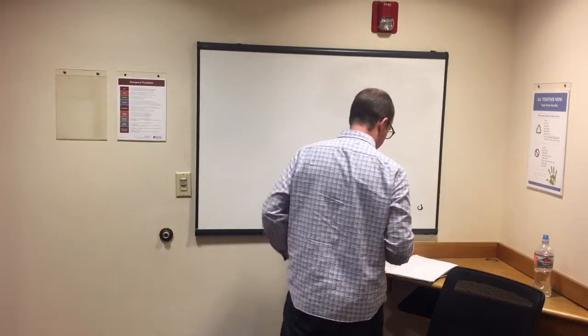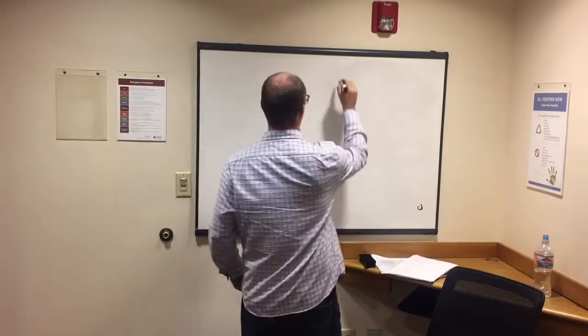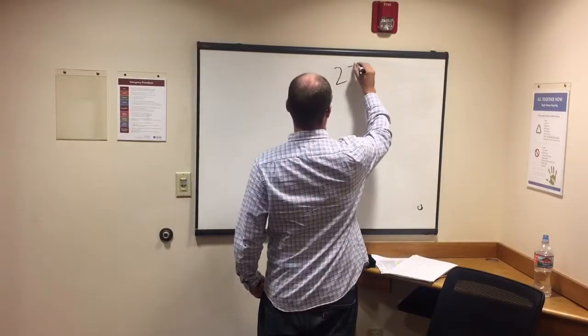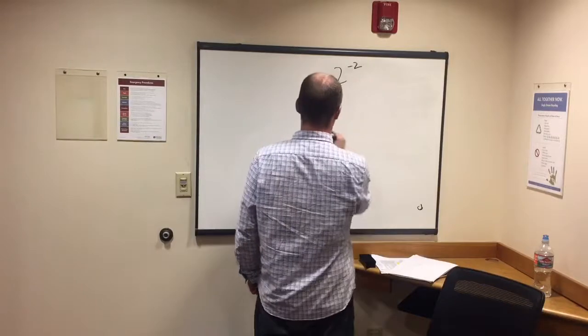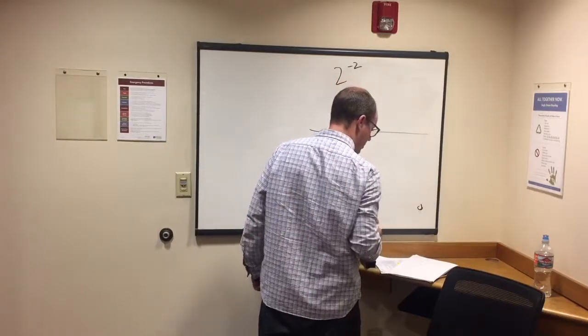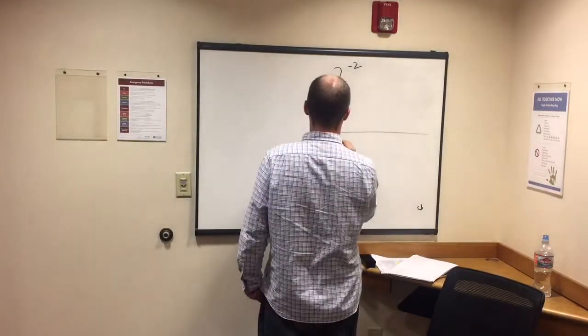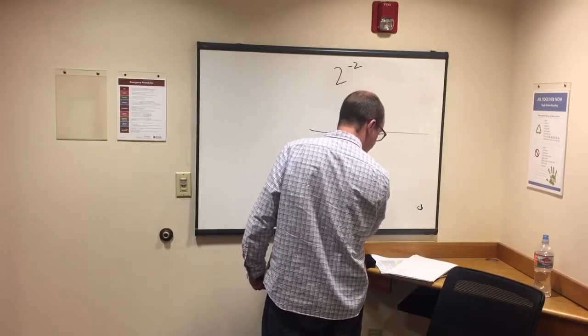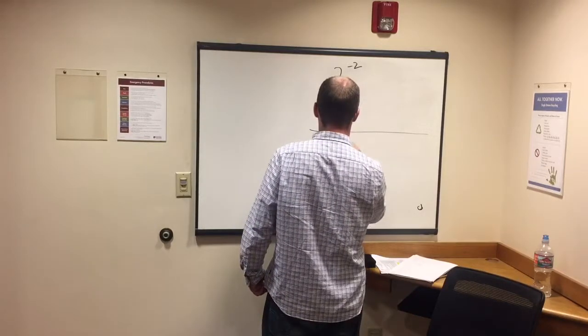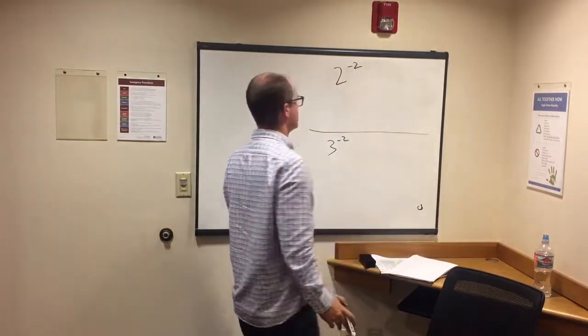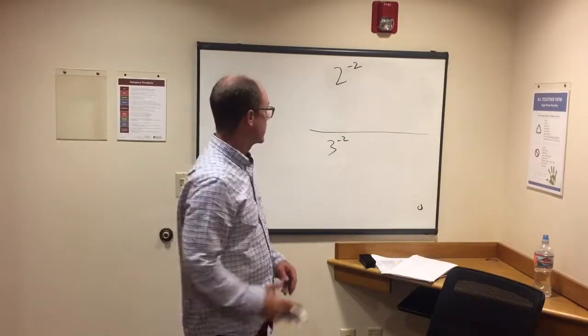All right, let's look at negative exponents. That can be a little bit tricky. 2 to the negative 2, and the other one we do is 3 to the negative 2. These would be two real common ones that you'll see.